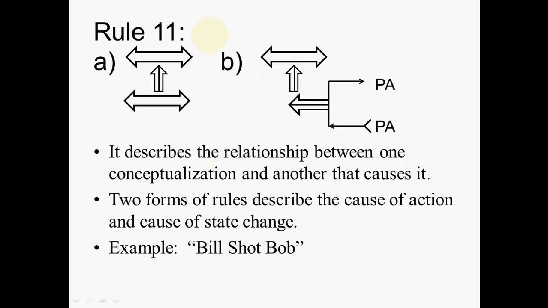Okay, so it just describes the relationship between one conceptualization and another that causes it. The two forms of rules describe the cause of action and the cause of state change. And this is a sentence: Bill shot Bob. This is a tricky sentence, especially because in this one sentence there is so much that you can deduce. So we are using rule number 11 to represent this sentence, because by using rule 11 we'll be able to describe the cause of action.